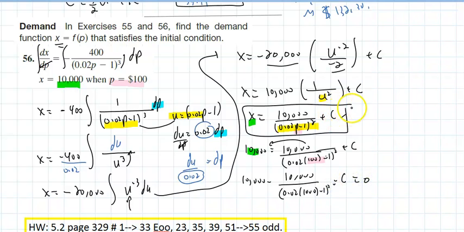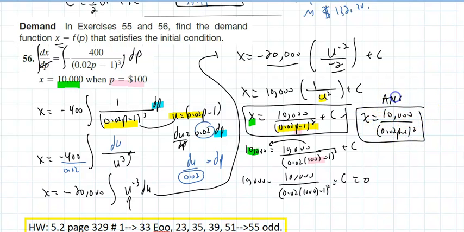What does that mean? That means x is actually 10,000 divided by 0.02p minus 1 squared. That is my answer. Since I got c to equal 0, all I did was put that back in, and there it is. And there's your homework.